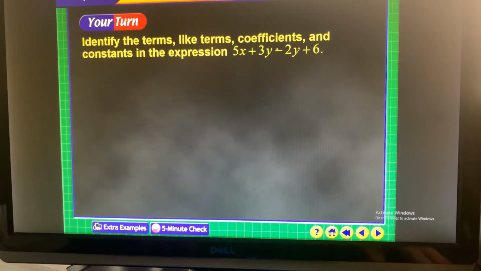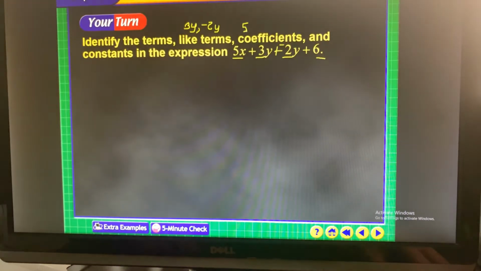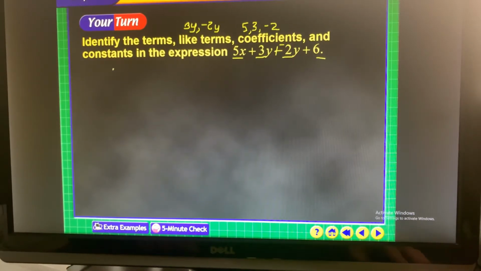So do it again. I would go plus negative right here first. And I would say, how many terms do I have? 1, 2, 3, 4. What are the like terms? This is variable x, variable y. So your like terms are 3y and negative 2y. Your coefficients are the numerical value in front of the variables. And your constant is the number that has no variable by it.